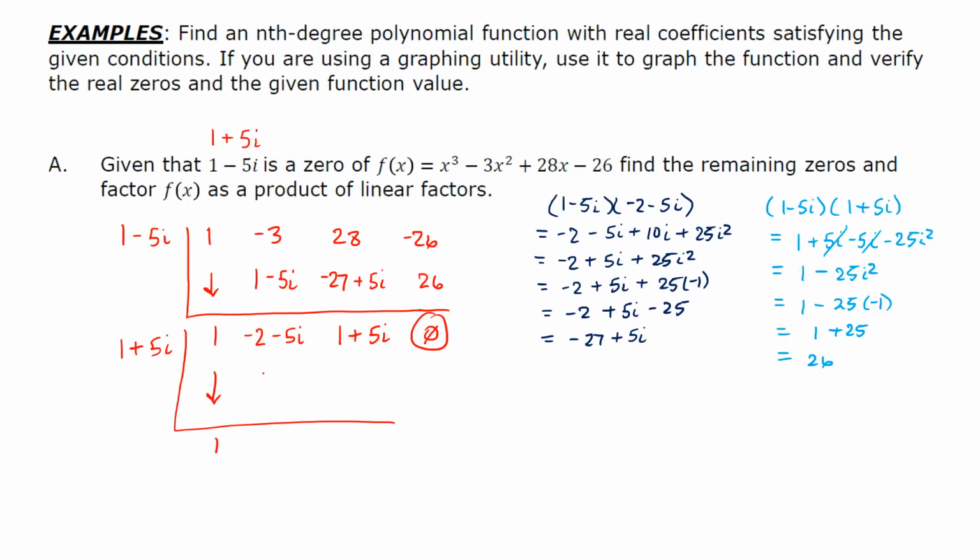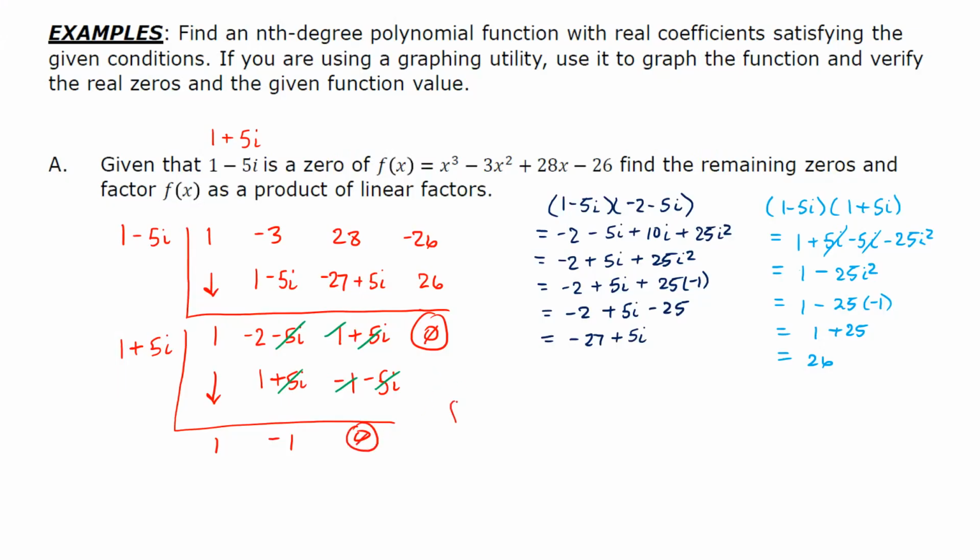So now let's do the conjugate, 1 plus 5i. So we bring down the 1, multiply. So the imaginary parts cancel. And then that leaves me with negative 1. When I multiply negative 1 times 1 plus 5i, I have to distribute the negative 1. Right? The imaginary parts cancel again, and so do the reals. So that leaves me with 0.